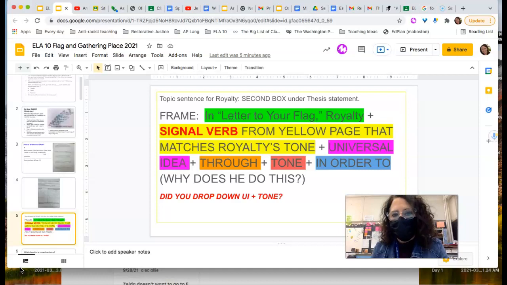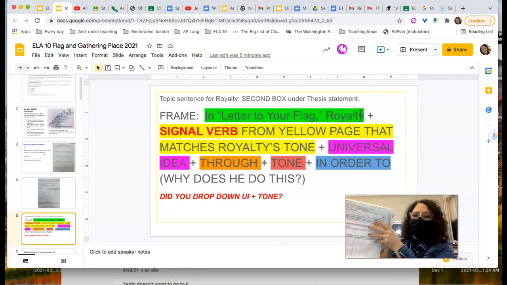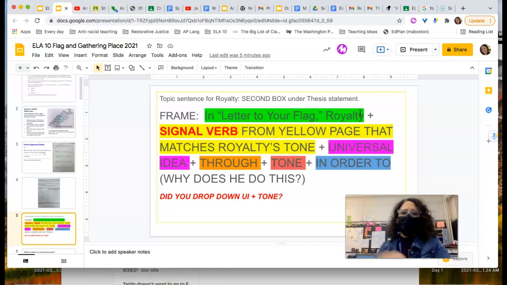You can just copy this frame and plug in your particular information from your thesis. So it starts with, in "Letter to Your Flag," and that's in quotes because the title is in quotes, comma, royalty, everyone should have this green. So take a moment and make sure you have, in "Letter to Your Flag," royalty, in this second box right here on the first side. Okay, you can pause if you need to finish that green box language.